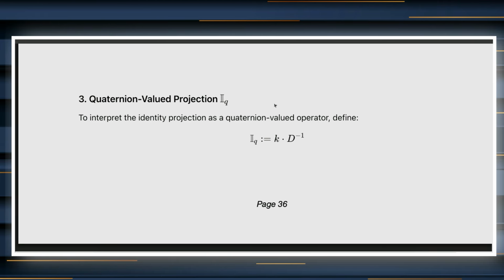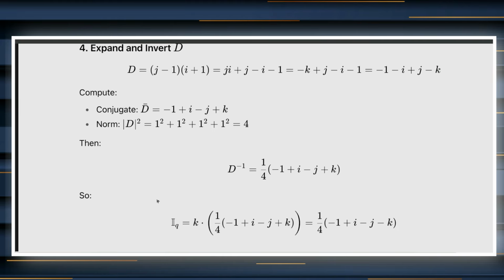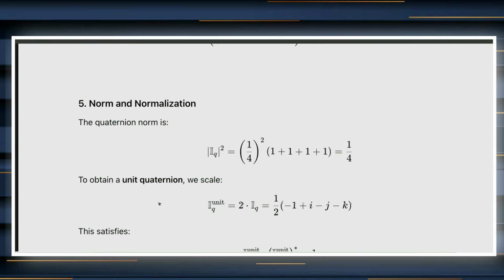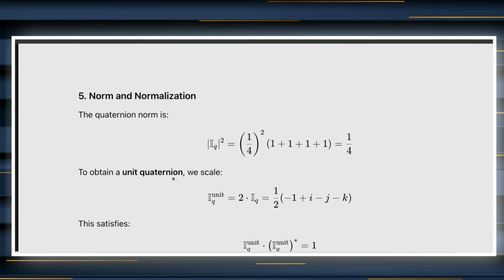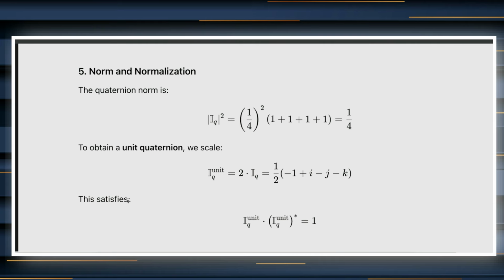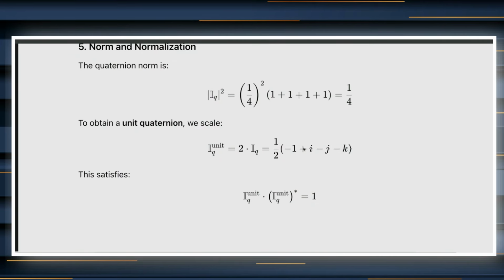So here we have our quaternion valued projection to interpret the identity projection as a quaternion valued operator. We define it as such. And here we're going to expand and invert D. We're going to compute the conjugate of D right here, and we're going to solve for the norm. And this is all really just basically quaternion mathematics. So finally, we come down here to the norm and the normalization. The quaternion norm is as follows. And to obtain a unit quaternion, we scale it in such a manner, and boom, this satisfies the unit quaternion. So we were literally able to use the Existics equations to derive one, the unit circle, and two, the unit quaternion. All right, so let's keep going.